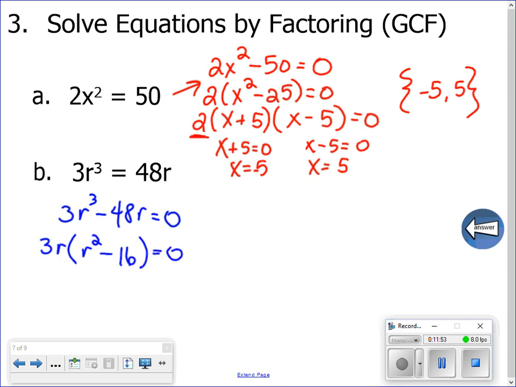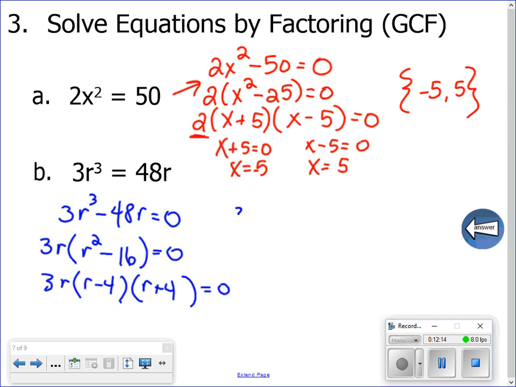Again, once I factor out the GCF, I can see, hey, this is a difference of squares on the inside. It would be factored into r minus 4 and r plus 4. I'm going to switch the order of that. It's no big deal. Here, because the GCF has a variable in it, we're going to set all three of them equal to 0.